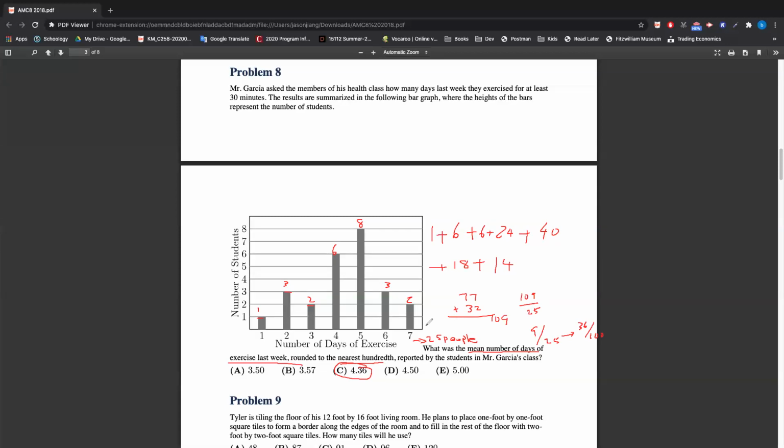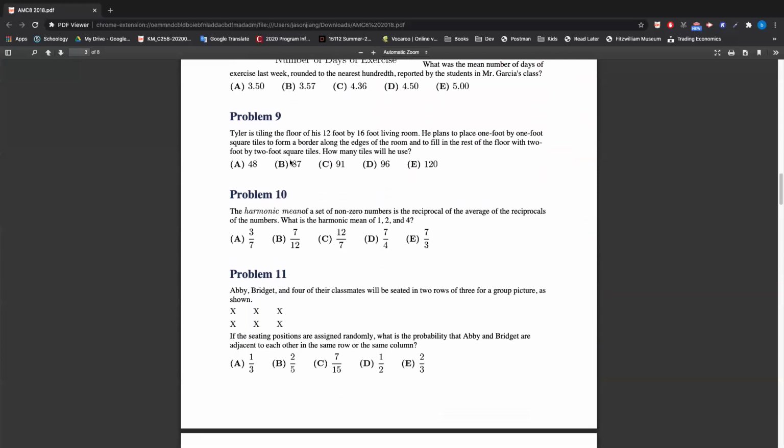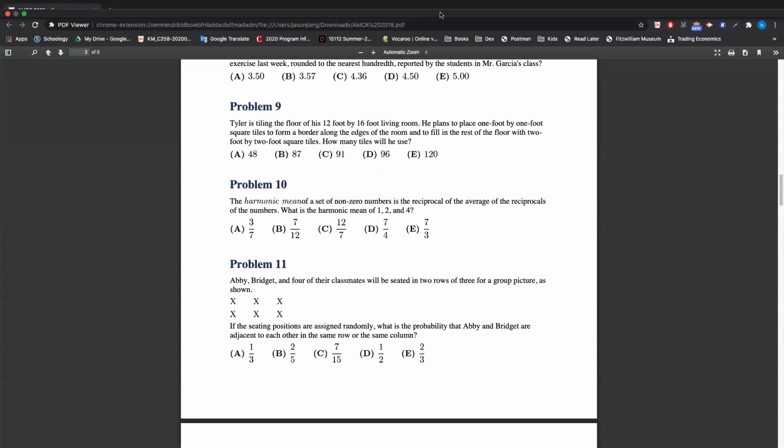Okay, moving on. So we have Tyler, who is tiling the floor, I guess, and it's 12 by 16. He wants to place 1 by 1 tiles to form a border and fill in the rest with 2 by 2s. So we want to know how many tiles he's going to use.